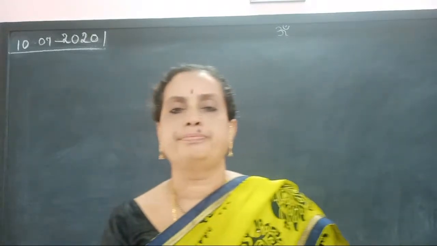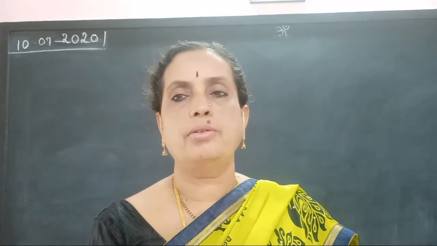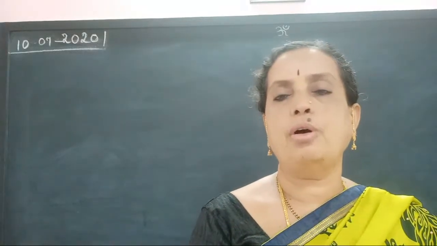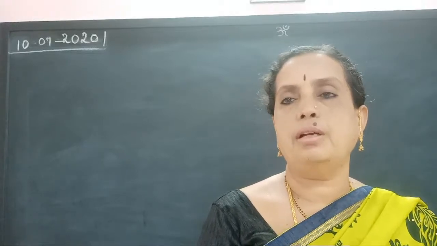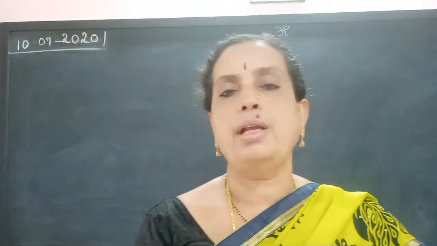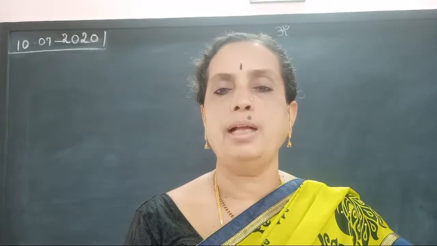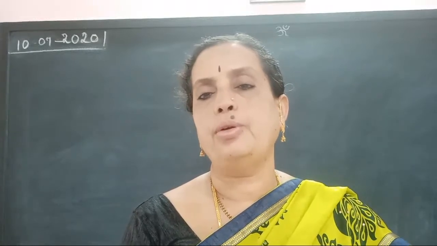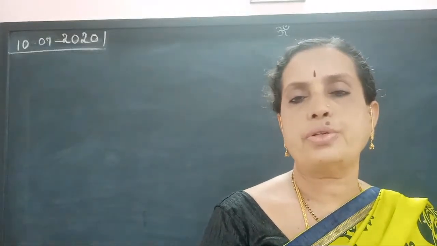Okay. We'll wait another 2 to 3 minutes to start my class. Before that, we'll just recall the theorem statements. First, theorem 6.1. Theorem 6.1 is based on vertically opposite angles. When do we get two pairs of vertically opposite angles is the question.